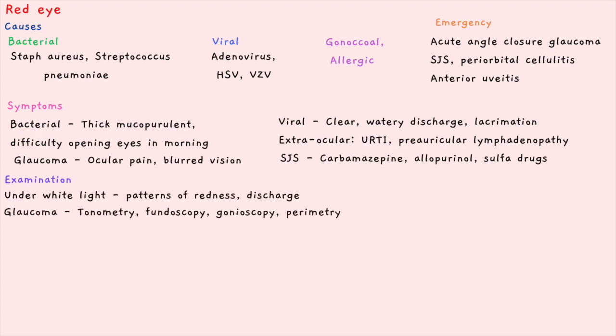Examination, so you're going to examine under different kinds of light. Under white light, you can see the pattern of redness and the discharge. For glaucoma, you're going to look at tonometry, as well as fundoscopy, gonioscopy, and perimetry, looking for raised intraocular pressures. You're looking also for any papilledema, any hemorrhage, any changed optic disc to cup ratio, as well as blurred vision. Under cobalt light, with fluorescent staining, that's good at picking up keratitis as well as corneal abrasions, other potential causes.